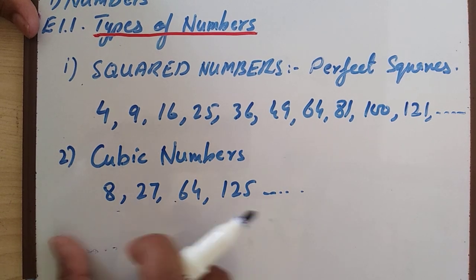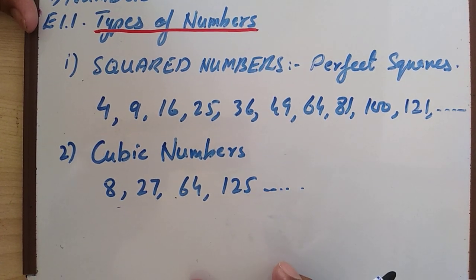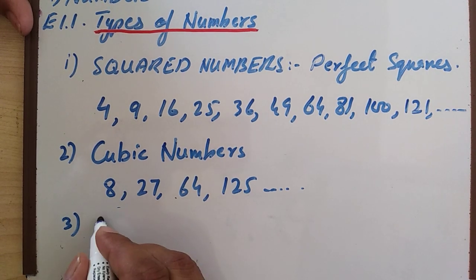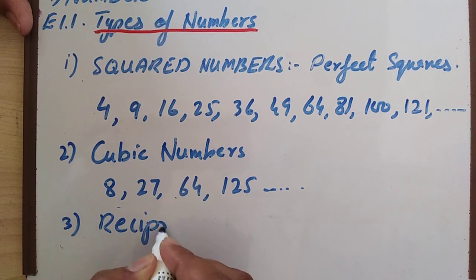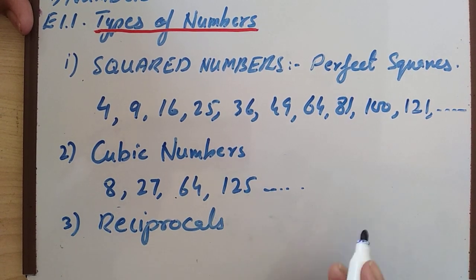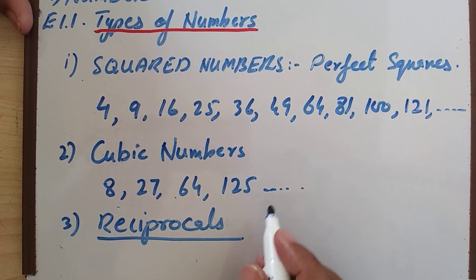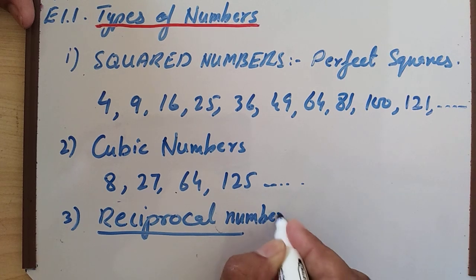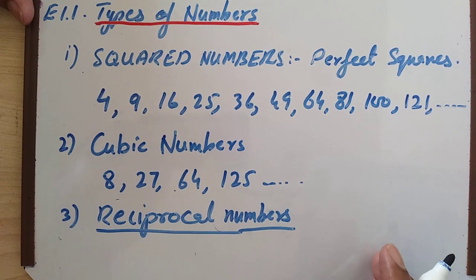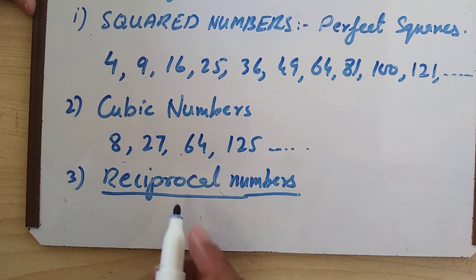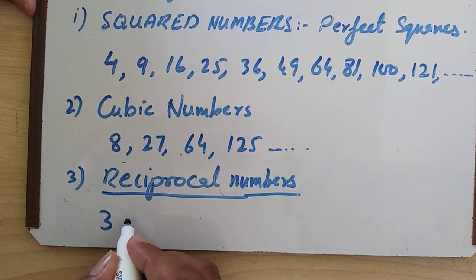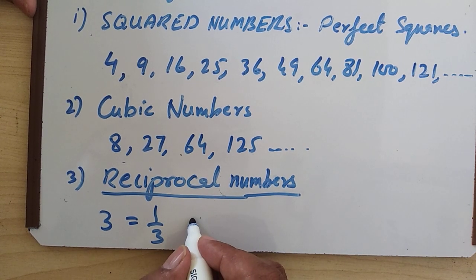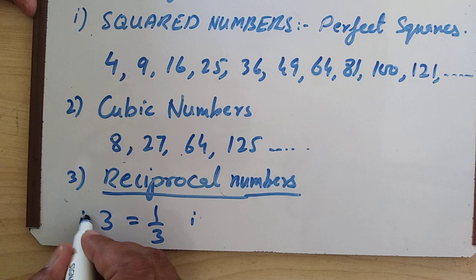Okay, the next one is reciprocals. Now what are reciprocals? Reciprocal numbers are basically, let's suppose we have a number that is 3. The reciprocal of this 3 is 1 upon 3. This is the first example.